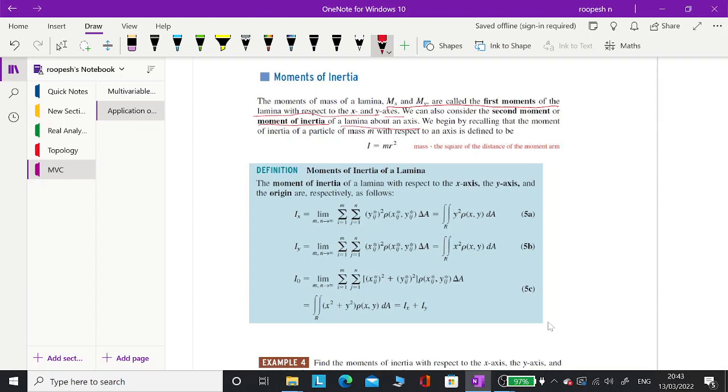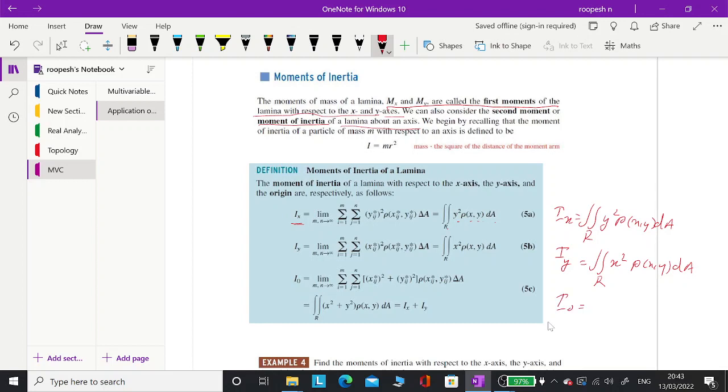The moment of inertia of a lamina with respect to the x-axis, the y-axis and the origin. So with respect to x-axis is given as Ix. So Ix equal to double integral over r y square rho xy dA. You have to remember this formula. Ix equal to double integral over r y square rho xy dA. Similarly, moment about y-axis, Iy, you can easily guess now, right? Double integral over r x square rho xy dA.